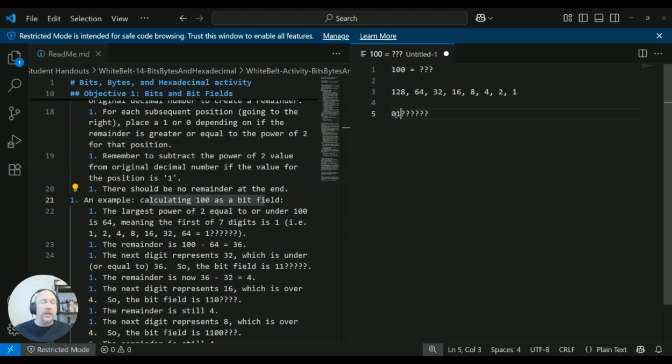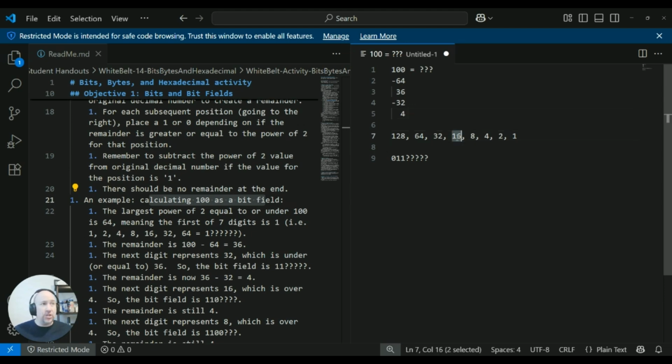Because we have a 1 here, we need to subtract that value from 100. So we take 1 times 64 and subtract that from 100. That leaves us 36. So 36 is the remaining number we have to represent with the rest of the digits. The next digit is the 32 place. Is 32 less than or equal to 36? The answer is yes. So the next digit is a 1. 1 times 32 is 32, so we'll say minus 32. That leaves 4 as our remainder.